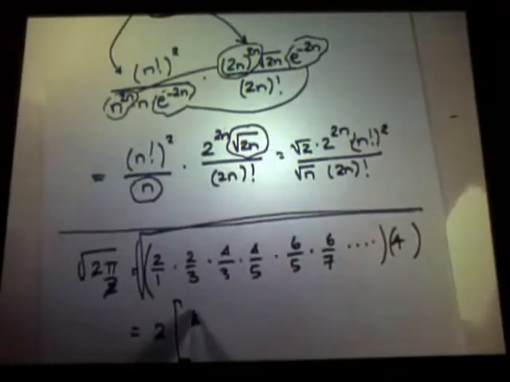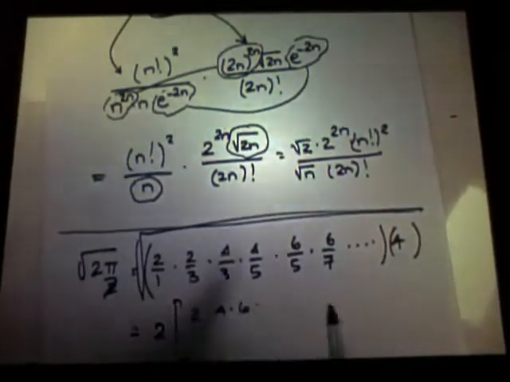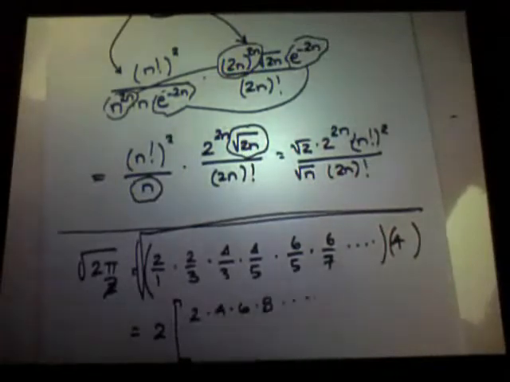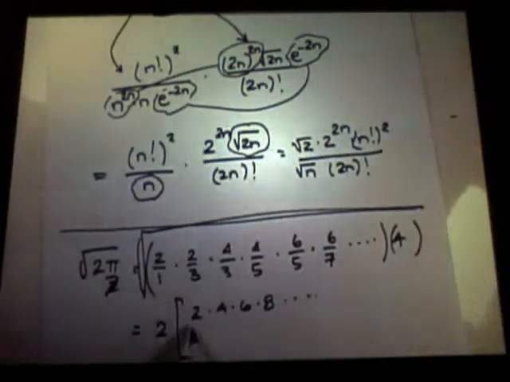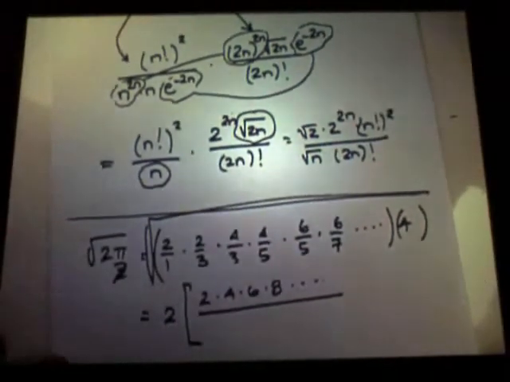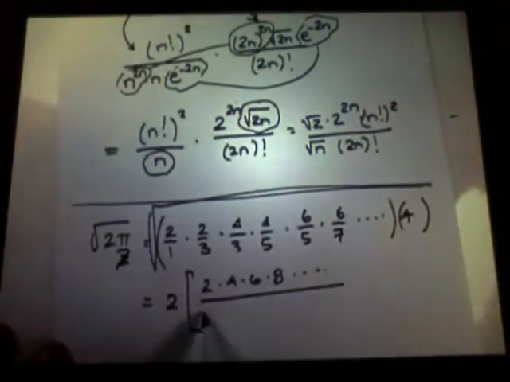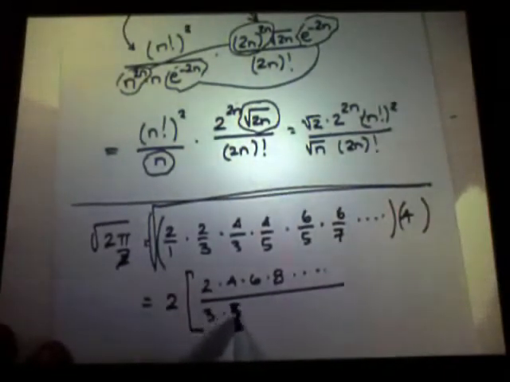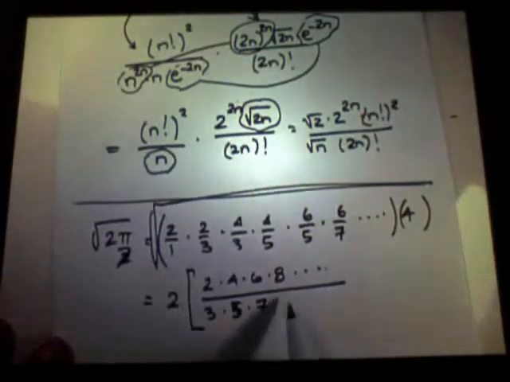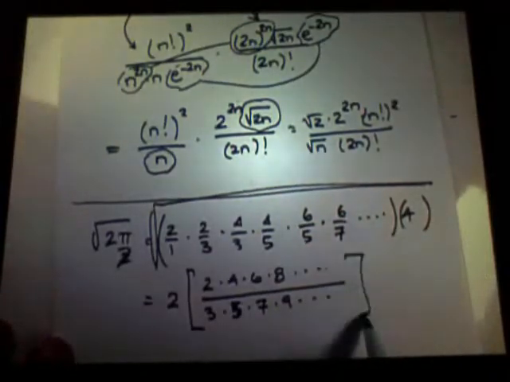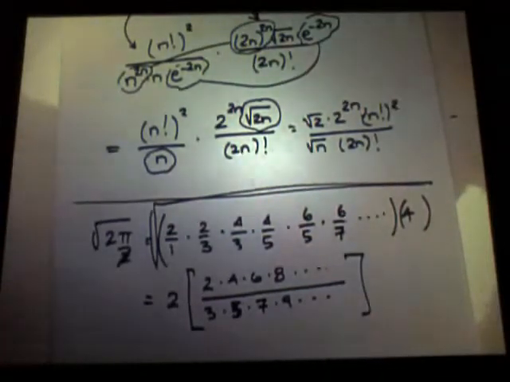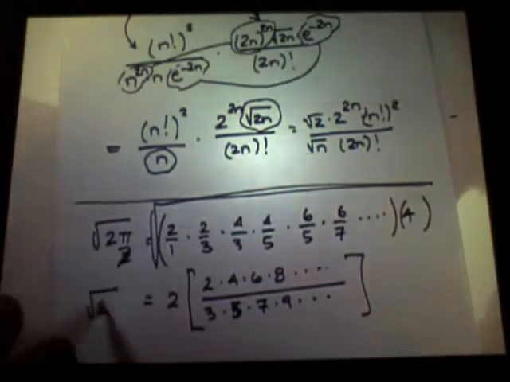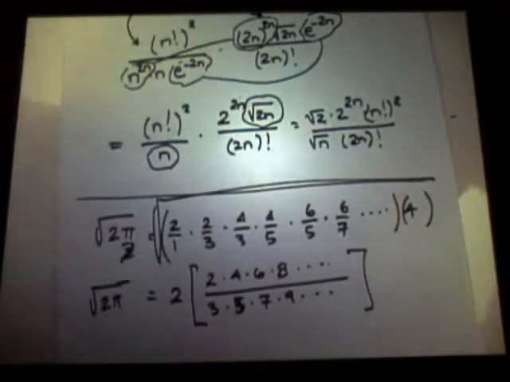So I'm going to have 2 times 4 times 6 times 8, the evens upstairs. What am I going to have downstairs? The odds, right? But just one of them. So I write 1 times 3 times 5 times 7 times 9. So the evens upstairs and the odds downstairs. So my claim from massaging Wallis's formula is that.